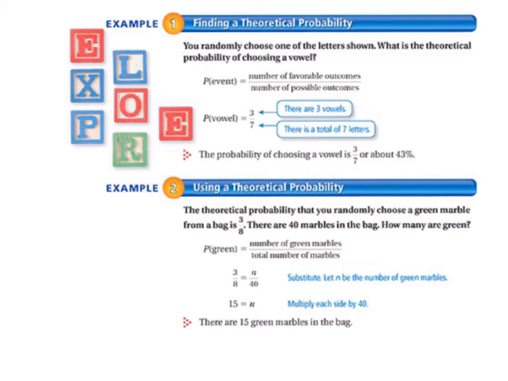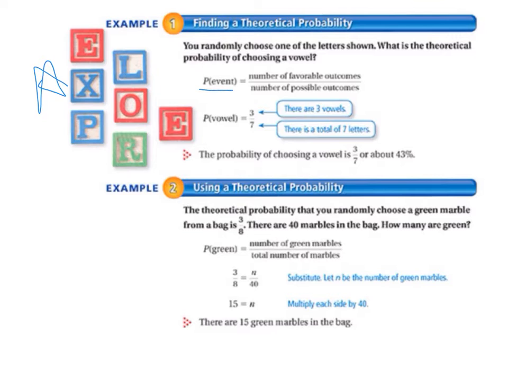Today we'll be beginning on page 392 in your math textbook. Example 1, finding a theoretical probability. You randomly choose one of the letters shown. So these are the letters they're talking about. What is the theoretical probability of choosing a vowel?